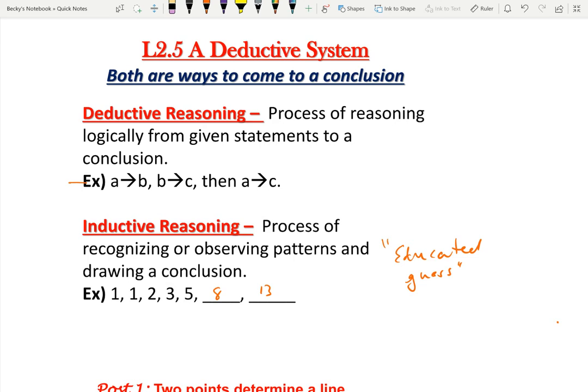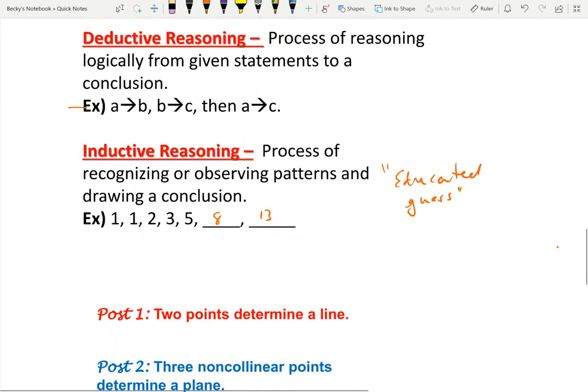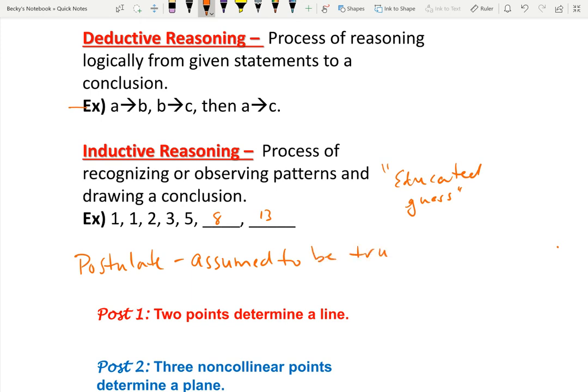Now, postulates, here I have the definition. Did I not write it down? Okay, let's write it down. A postulate is a statement that is assumed to be true without proof. Okay, so again, to avoid coming back to the point at the beginning every single time, we're just going to come up with some statements that are always assumed to be true without proof.